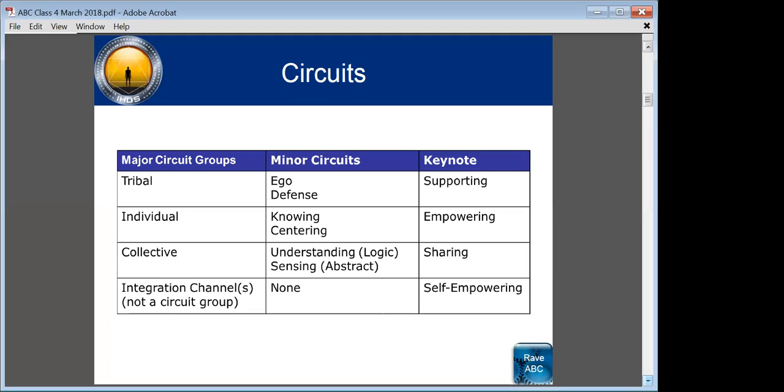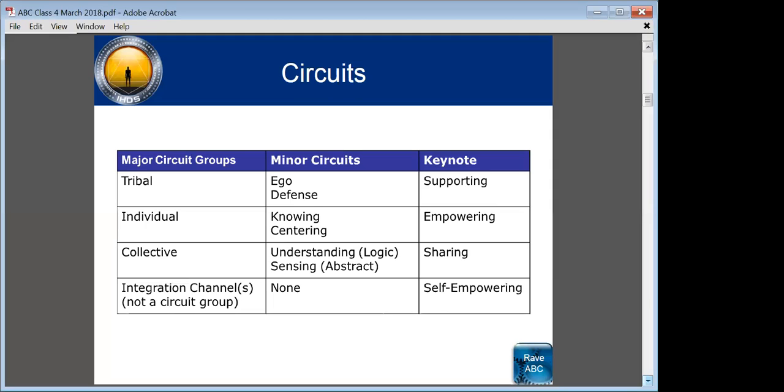And it's the understanding circuit. Logic is another word for it. And the sensing circuit, where abstract is another word for it. Both of those are keynoted with the word sharing.